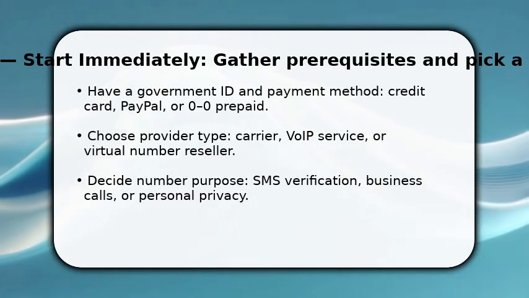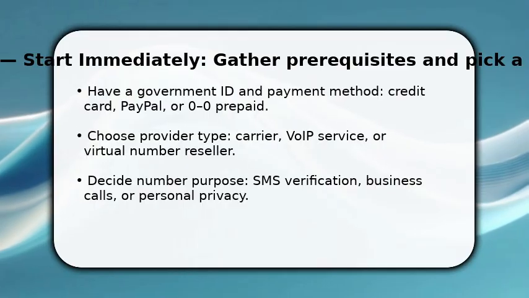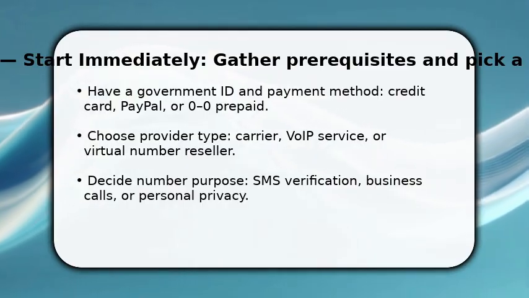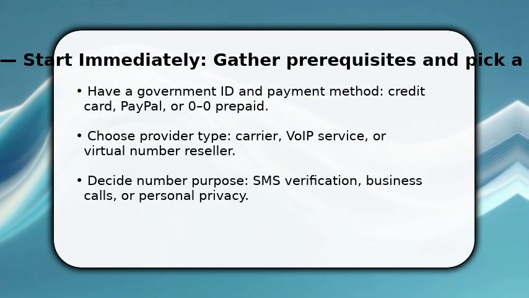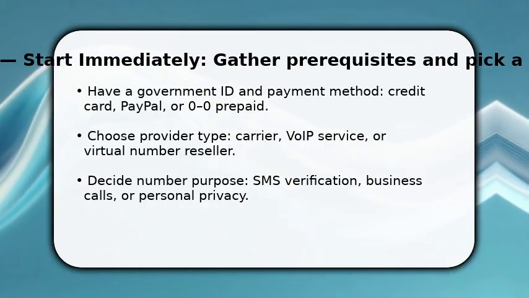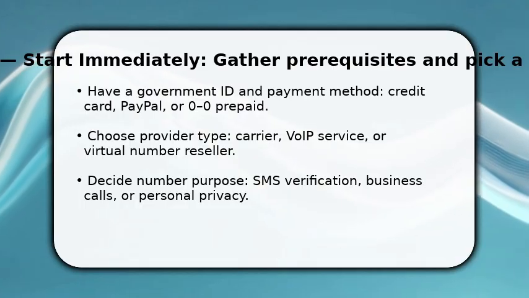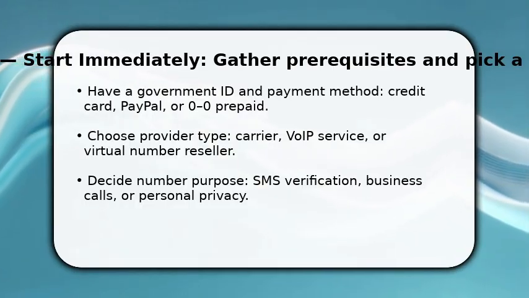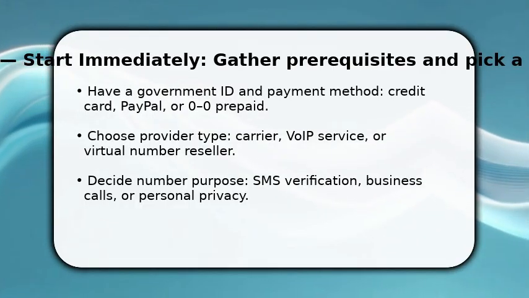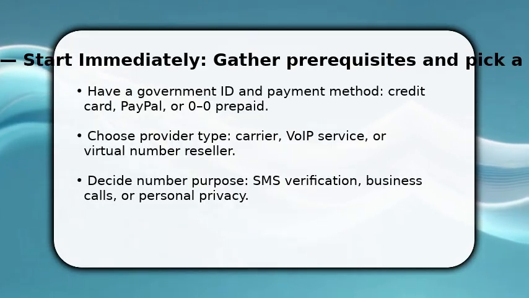You begin by confirming the essentials: an ID, a payment method, and the reason you need the number. Next, compare provider types, carrier, VoIP, or reseller, because cost and features differ. Once you pick a type, shortlist 2-3 vendors based on price, SMS support, and geographic coverage. Make sure to check number formats and any setup fees.